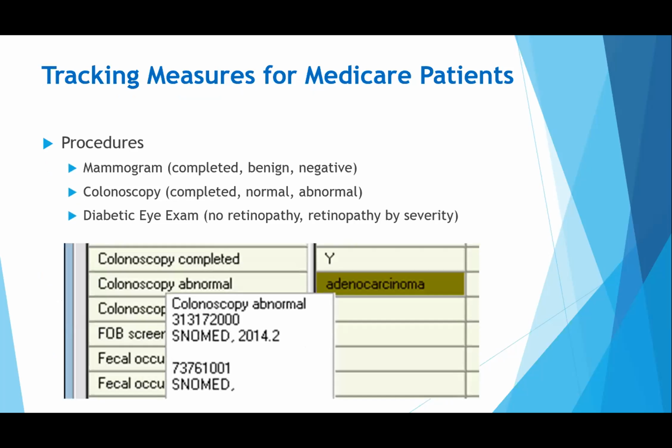So this is an example of how we track the measures for Medicare age patients. So for the elderly who are 65 and over, we're looking at certain things. One of the measures that we look at is for the breast cancer screening, the mammogram. We're monitoring if the patient completed such testing and what was the result.